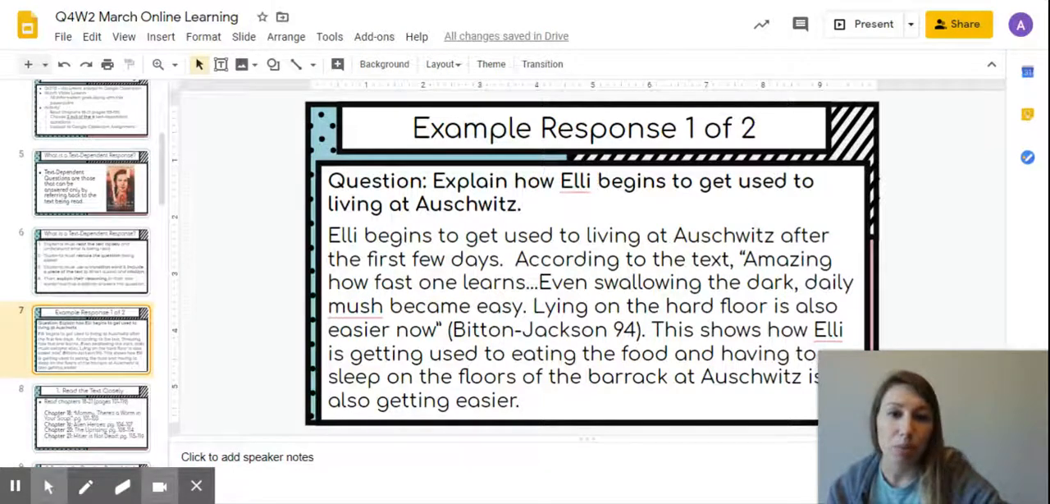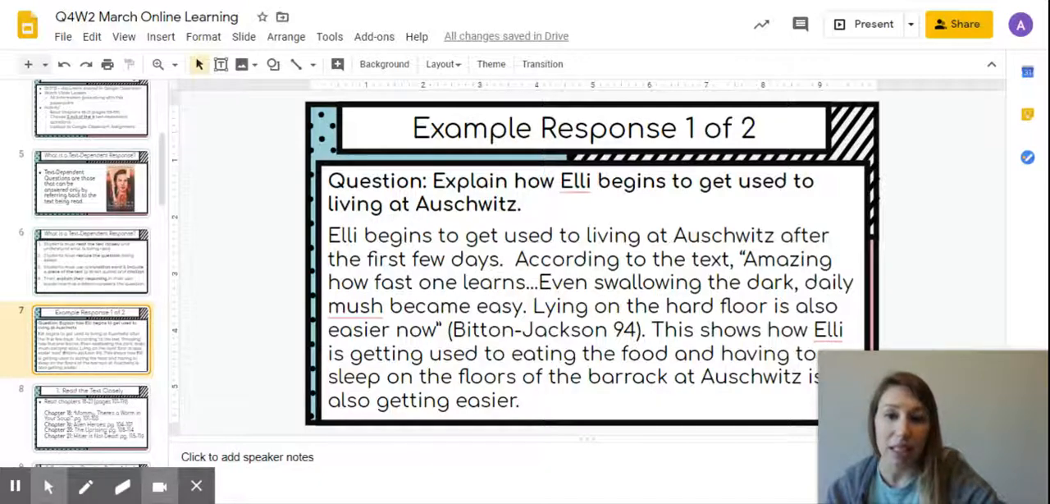So one of the examples was: explain how Ellie begins to get used to living at Auschwitz. So first I'm going to restate the question. Ellie begins to get used to living at Auschwitz after the first few days. Transition word, according to the text, "amazing how fast one learns... Even swallowing the dark daily mush becomes easy. Lying on the hard floor is also easier now." Then I add my citation, Bitten-Jackson 94.